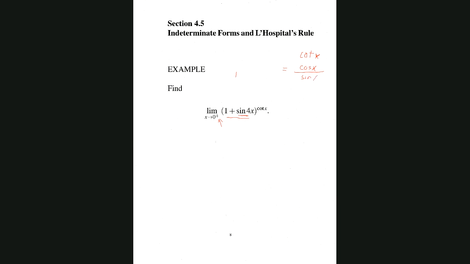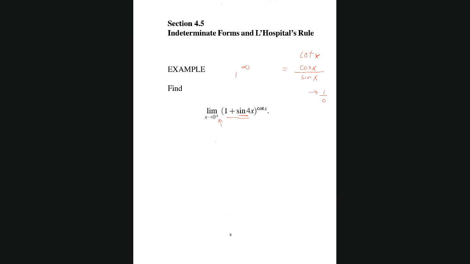But what's happening here is, as x approaches 0, the cosine is going to 1. The cosine of 0 is 1. But as x approaches 0, the sine approaches 0. 1 over 0 is infinity. That's not indeterminate. In other words, the cosine of x in the numerator is approaching 1, but the sine of x is getting smaller and approaching 0.